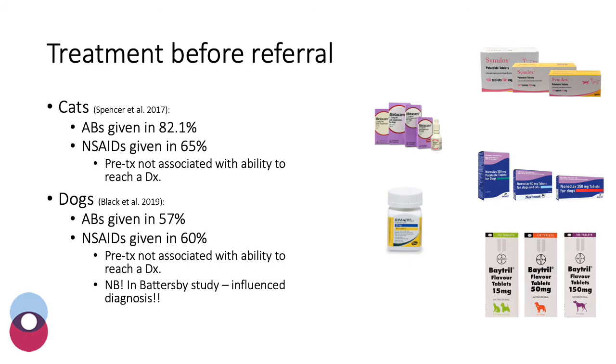The reason why I mentioned antibiotics affecting the ability to get a diagnosis is because it has been shown that certain treatments can. Both in the Spencer study and in the Black studies, the two most recent studies, they show that in cats antibiotics were given in 82% before referral, and steroids in 65% of these cats before referral, and in those cats, pre-treatment actually did not affect the ability to reach a diagnosis. The same was seen in the Black study from 2019 in the young dogs, where antibiotics and NSAIDs were given to approximately 60% of the patients presenting to them.